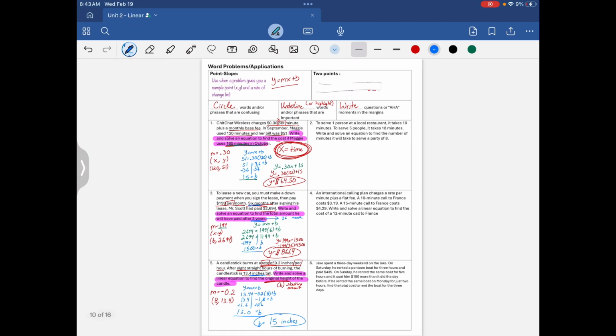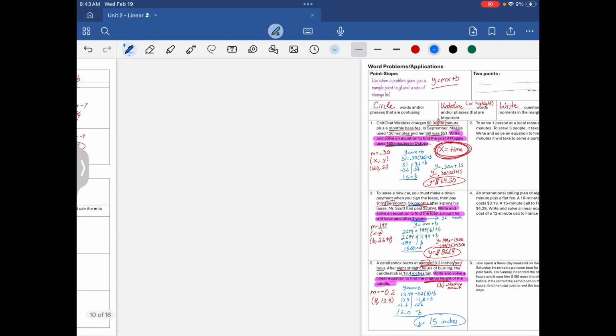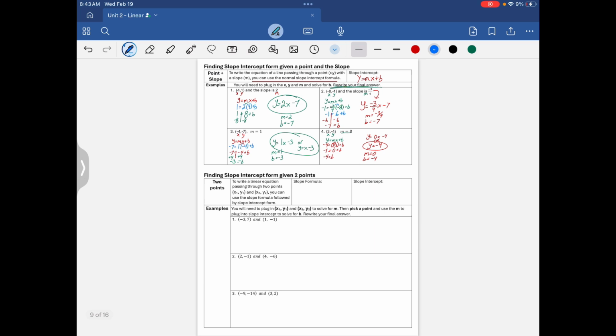So there are our word problem notes currently and our other notes on point slope. There will be another video coming out here in a little bit about solving slope-intercept with 2 points. So look out for that.